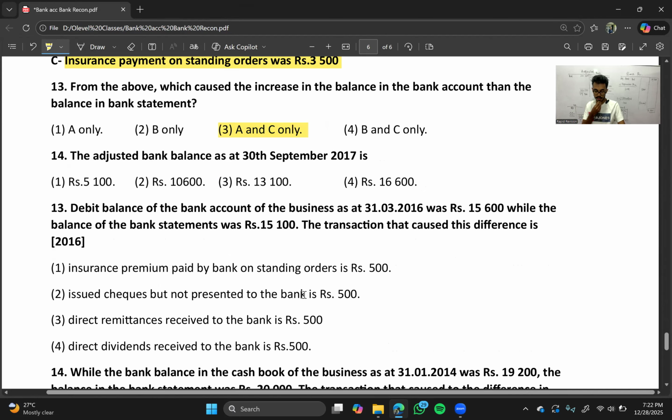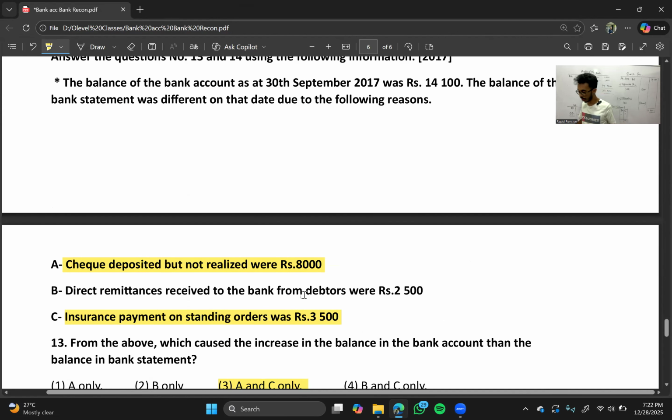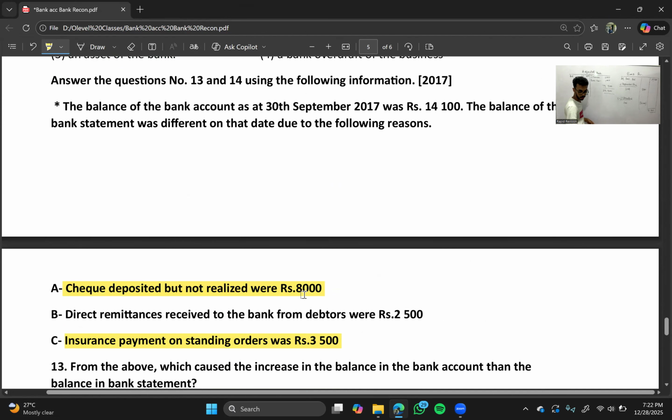Adjusted bank balance as at 30th September, right? So you have to prepare the adjusted bank balance. For this, we are not going to prepare a bank statement or anything. You don't have to prepare an adjusted cash book or anything. Just some mental calculations we may find, right? We'll do some mental calculations. We'll take now the balance of the bank account was 14,100.